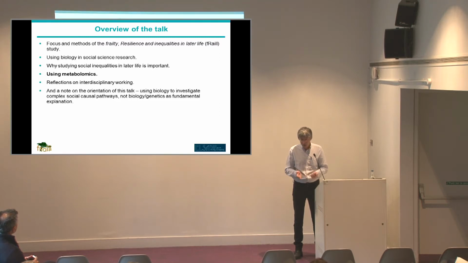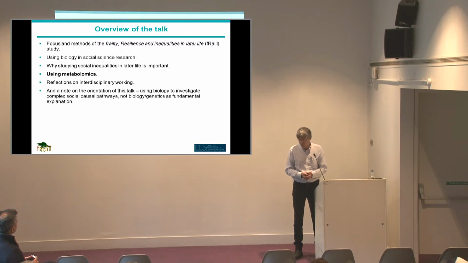So how we might understand inequalities in later life, what drives inequalities in later life. That's the focus. And then where does biology fit into that process of understanding? So this is really thinking about biology as a part of a complex pathway, and how biology fits into our understanding of complex social pathways, social causal pathways.